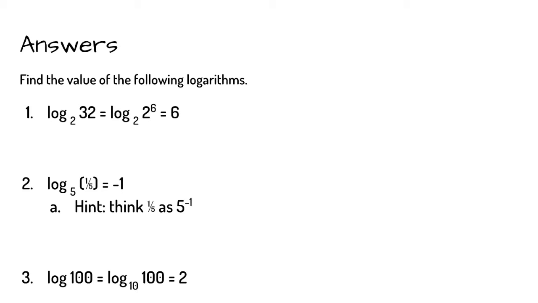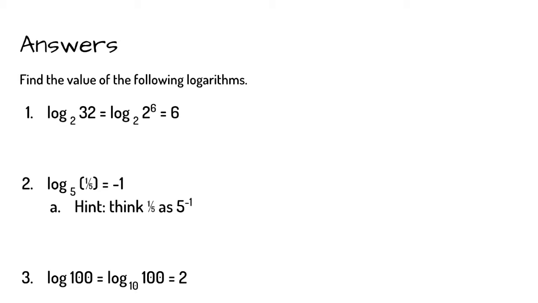The next one is kind of tricky. Log base 5 of 1/5 equals -1. Why does this happen? I wrote underneath as a hint, think of 1/5 as 5 powered by -1. If you do that, then you know what the answer would be. Your base is 5 powered by something, powered by something equals 1/5. What would that be? -1. So the answer is -1.